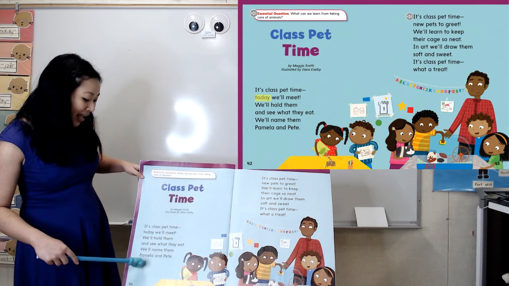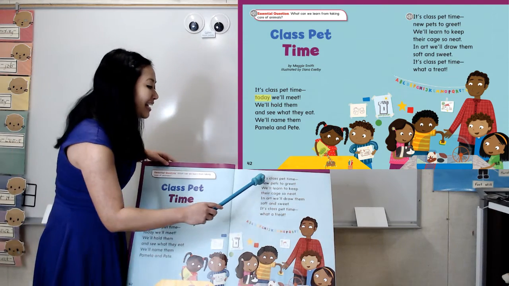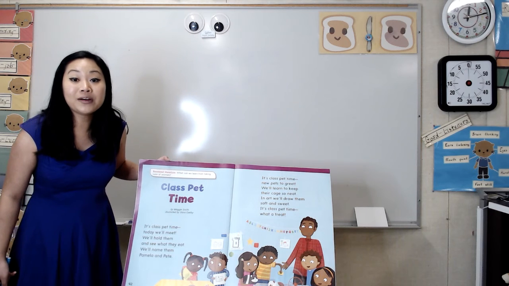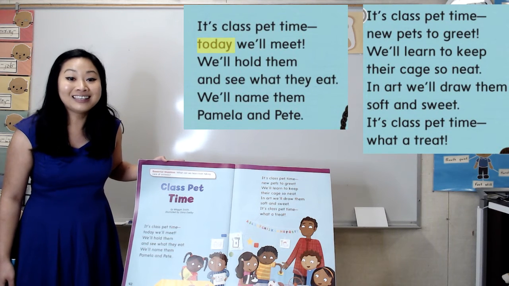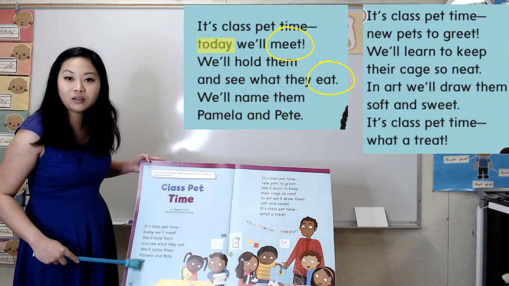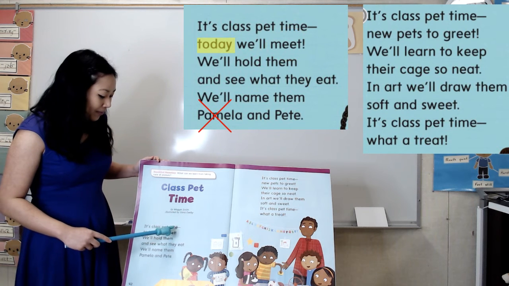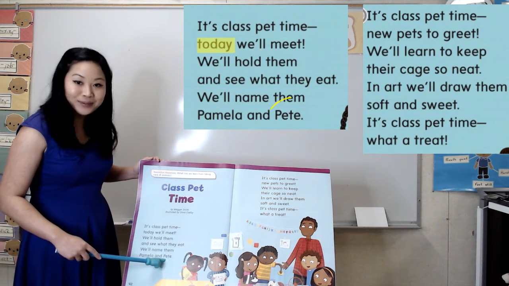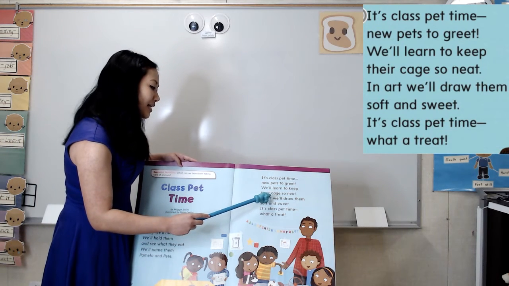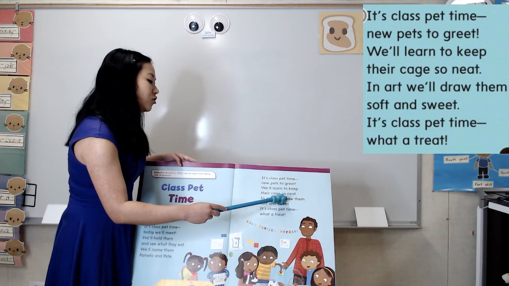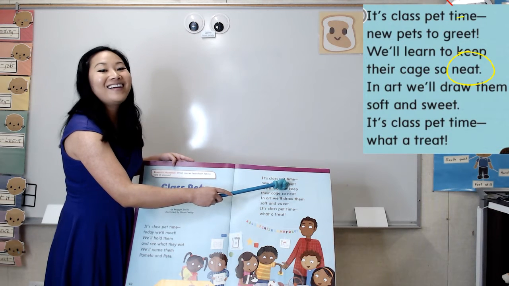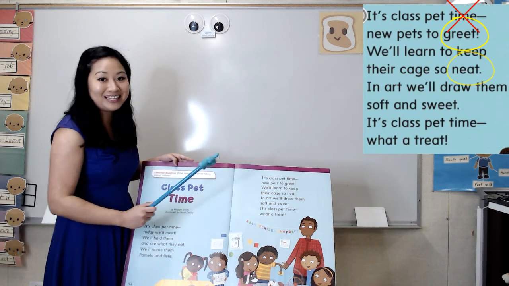We'll name them Pamela and Pete. It's class pet time, new pets to greet. Oh, did you hear another word, friend? Well, let's see. I heard meet and eat. And Pamela? No. Meet, eat, and Pete? You're right. Let's look for more. Let's see. We'll learn to keep their cage so neat. Neat also rhymes. And time or greet? Greet. Greet also rhymes with meet.